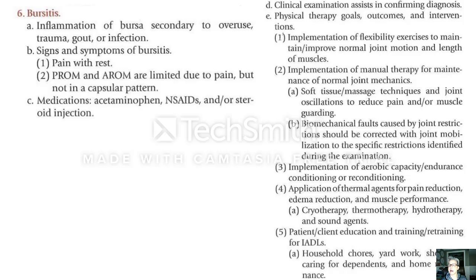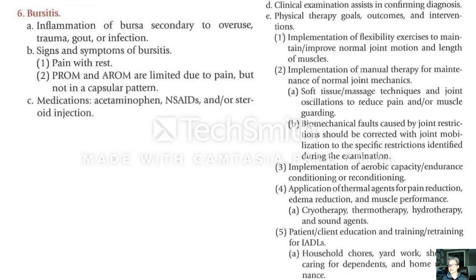Physical therapy goals, outcomes, and interventions. Flexibility exercises to maintain improved normal joint motion and length of muscles. Manual therapy for maintenance of normal joint mechanics, soft tissue massage techniques, and joint oscillations to reduce pain and/or muscle guarding. Biomechanical faults caused by joint restrictions should be corrected with joint mobilization to the specific restrictions identified during the examination. Aerobic capacity endurance conditioning or reconditioning.